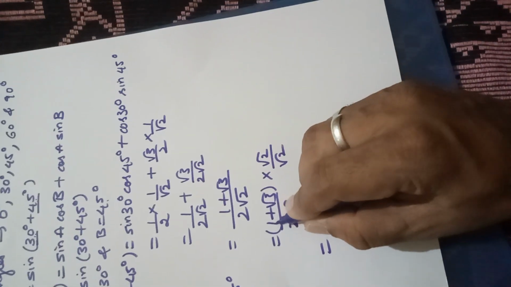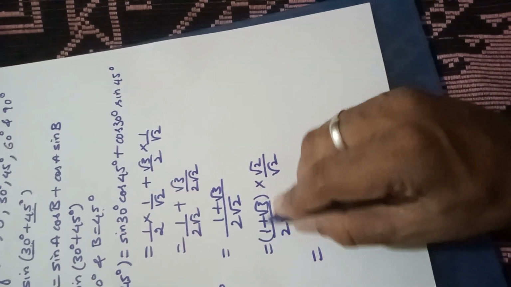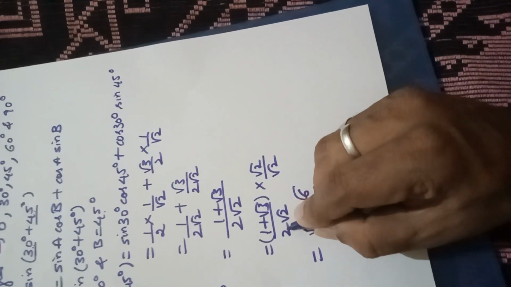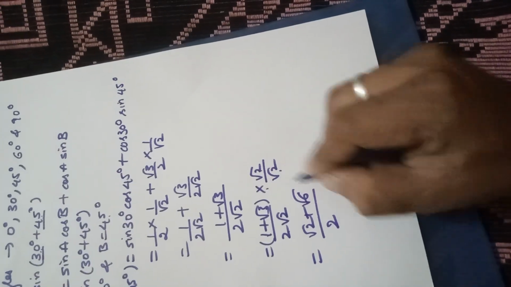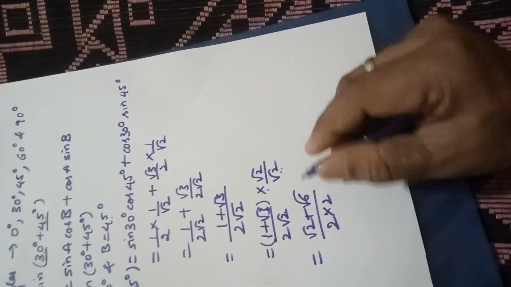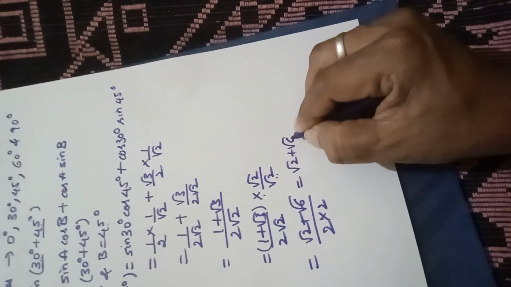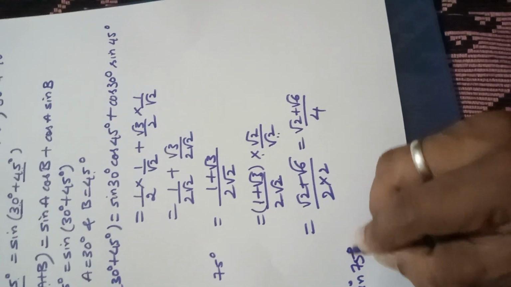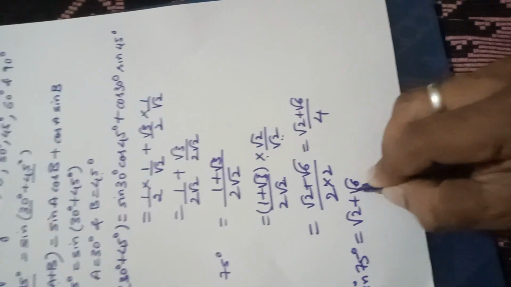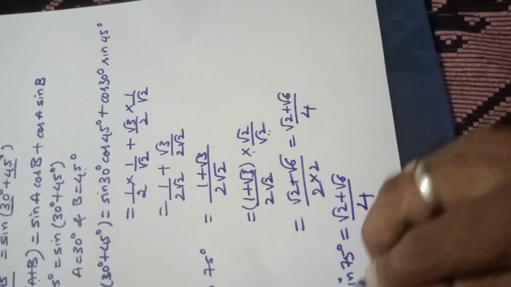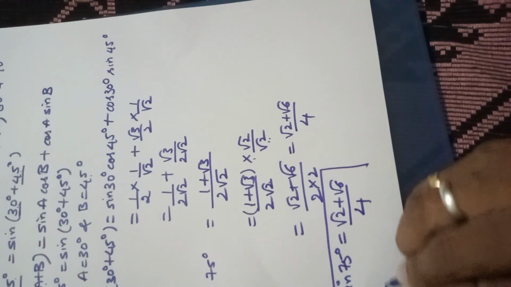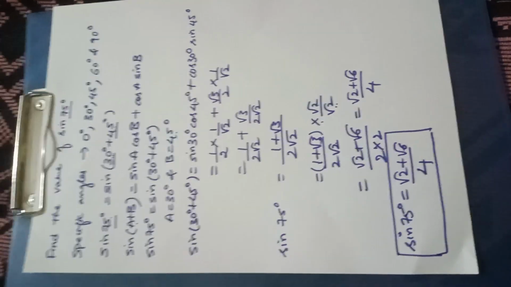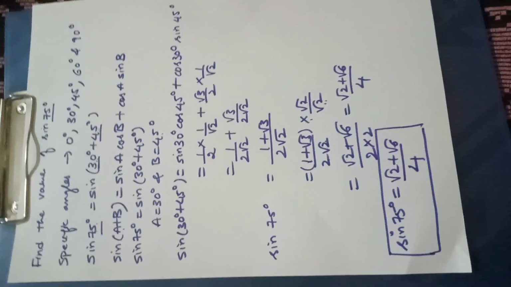So 1 into root 2 is root 2, plus root 3 into root 2 is root 6, by 2 into root 2 into root 2, which is 2 into 2, that is 4. So this will be root 2 plus root 6 by 4. So what is the value of sine 75 degrees? Sine 75 degrees is root 2 plus root 6 by 4. This is one of the questions asked in the NCERT textbook of class 11. So this is how you will find out the value of sine 75 degrees.